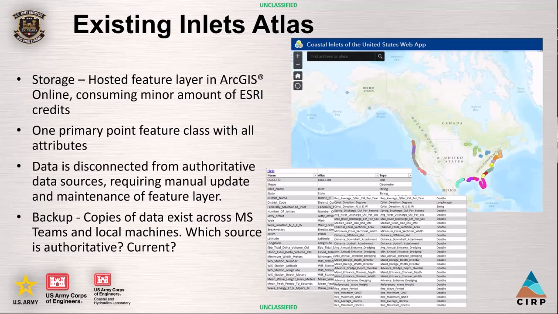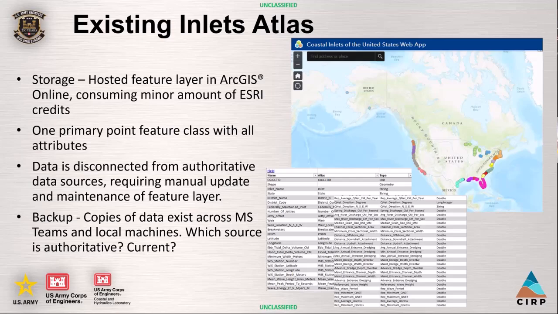And that's that scalar information that Katie referenced. One of the biggest things is that this data is effectively disconnected from any authoritative data source. In order to update this information, it's literally somebody downloading that database from ArcGIS Online, doing the manual updates, and then resubmitting that database to ArcGIS Online. So updating is just not as efficient as it could be.